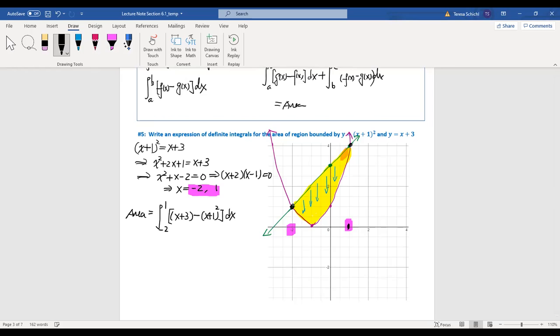Okay, so now you can FOIL it, and this will be a pretty straightforward integration, right? So you can just FOIL this one. So this is x plus 3 minus x squared minus 2x minus 1 dx, and then you can integrate that. I'm not going to spend the time here to integrate. I assume you know how to do that easily. So the answer here is 9/2. All right, so this is the first one here.